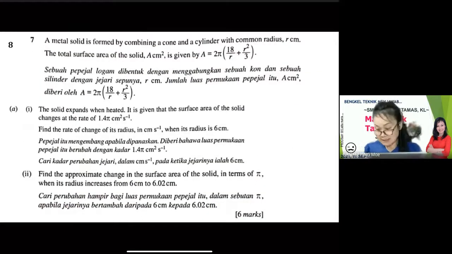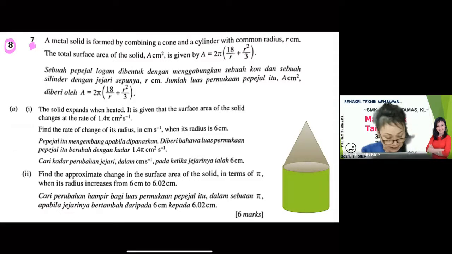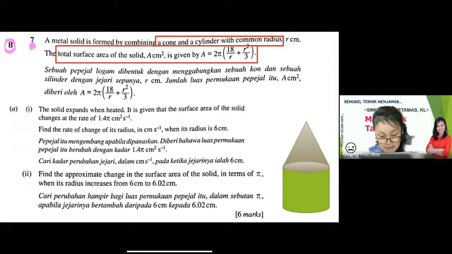Okay, this is another question. A solid is formed by combining, again, this is my number question, and this is from SPM. A metal solid is formed by combining a cone and a cylinder with a common radius r. This is the diagram, and this is the information. Then the total surface area of the solid is this. This is my keyword. As I said, as you read, you get the keyword.